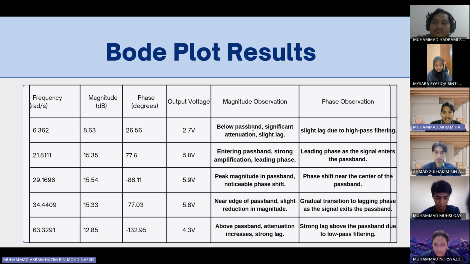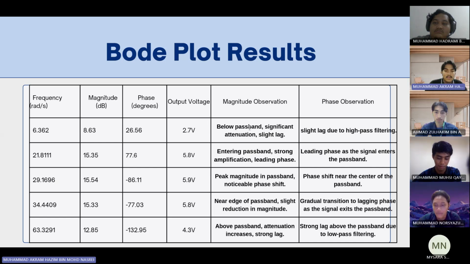This frequency lies near the edge of the passband, where the system amplification starts to decline, and the phase lag continues to grow. This marks the point where the system begins transitioning into the stop band, losing its ability to amplify higher frequency signal effectively.